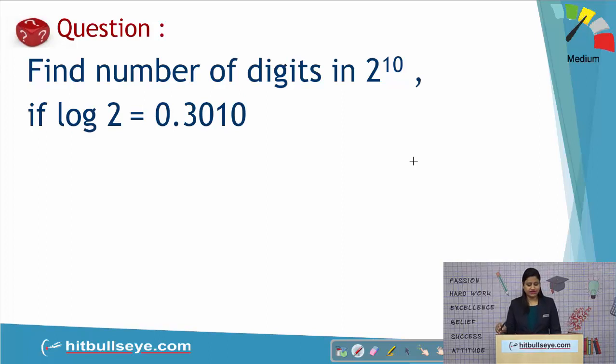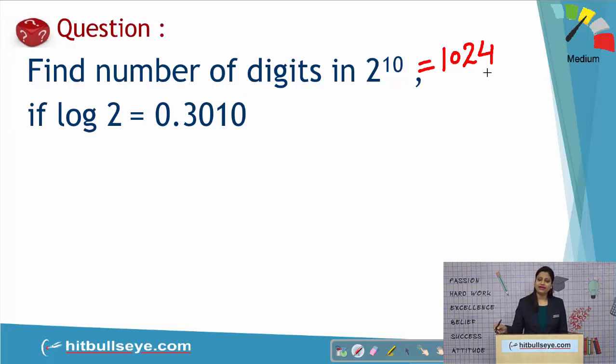Now the next question, a new concept by using logarithm. See, question says find number of digits in 2 raised to power 10. 2 raised to power 10 is an easy value. We know the value of this number. This is nothing but 1024. So answer to this question is very easy, that is 4.